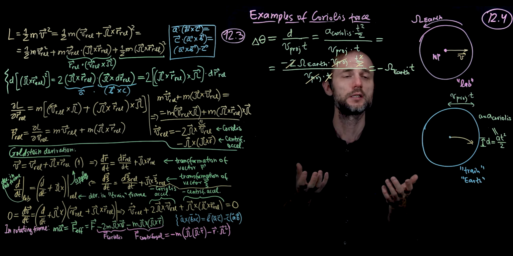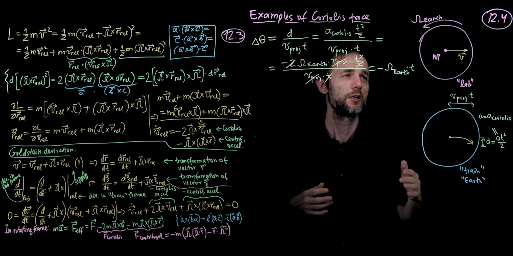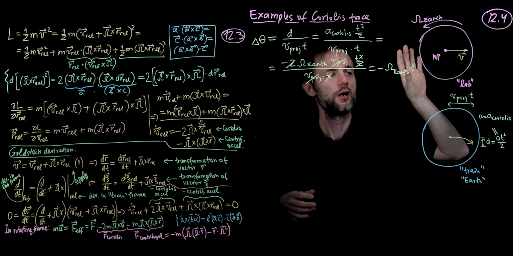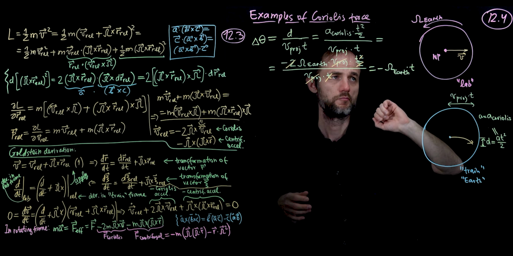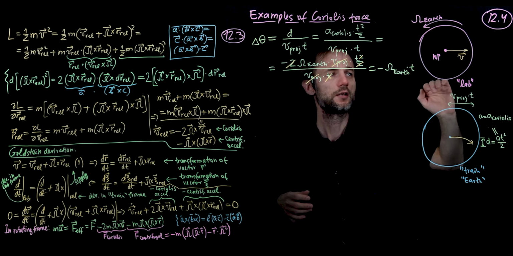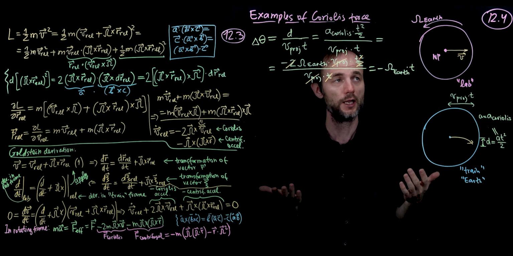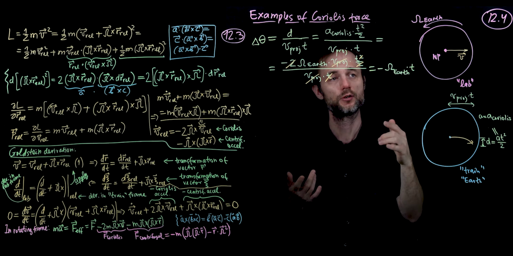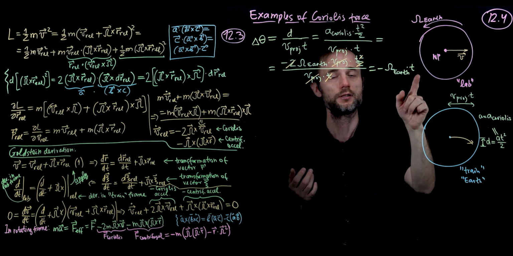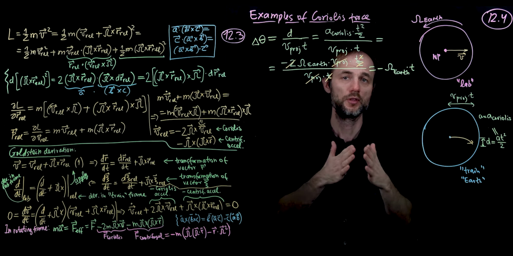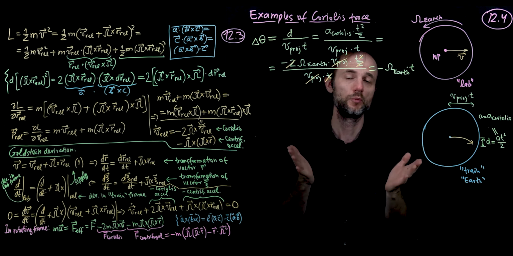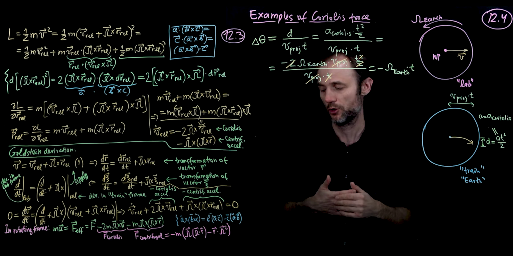We can actually understand this result intuitively, because if we take the lab frame perspective, then the trajectory of our projectile is a straight line, but Earth rotates under it by this angle in time t. And so this will be precisely the angular deviation of the Earth under the projectile.